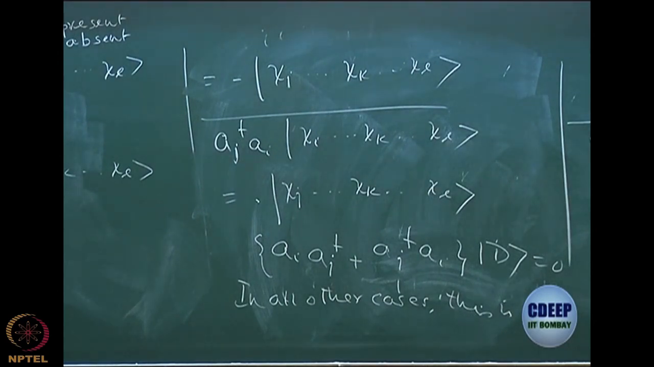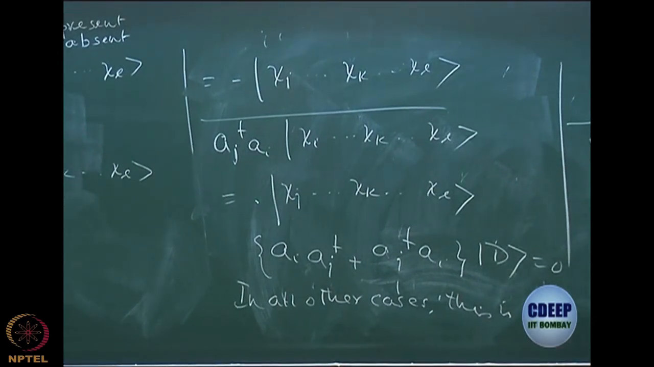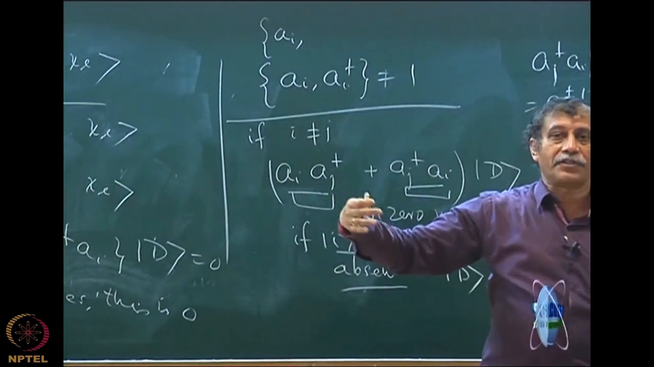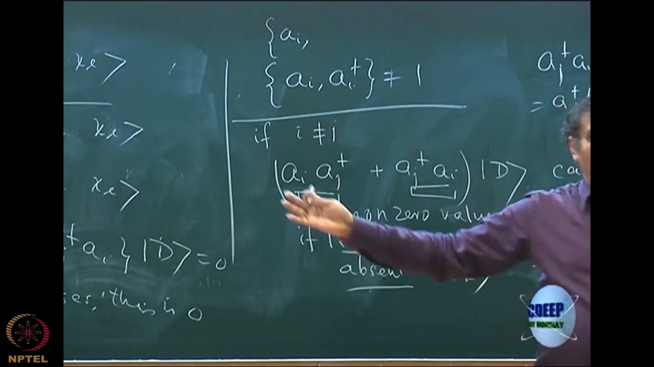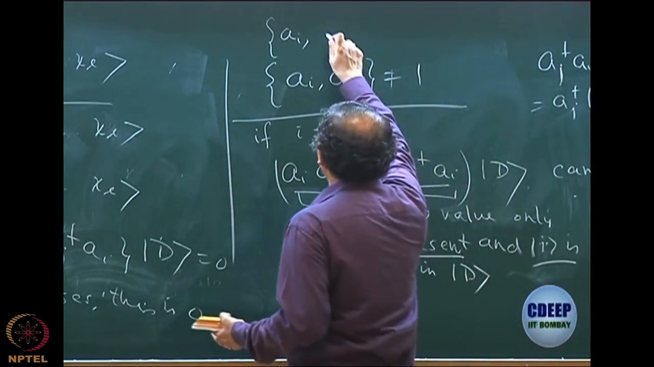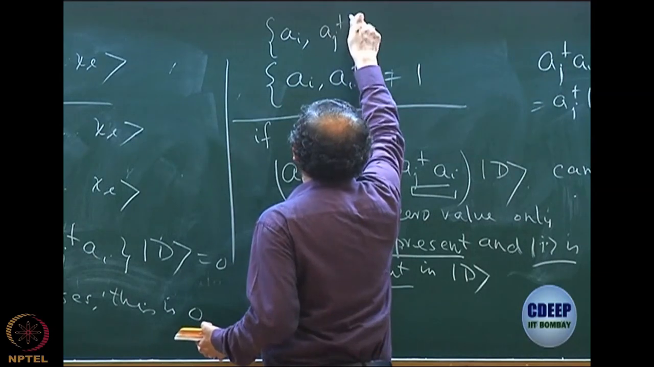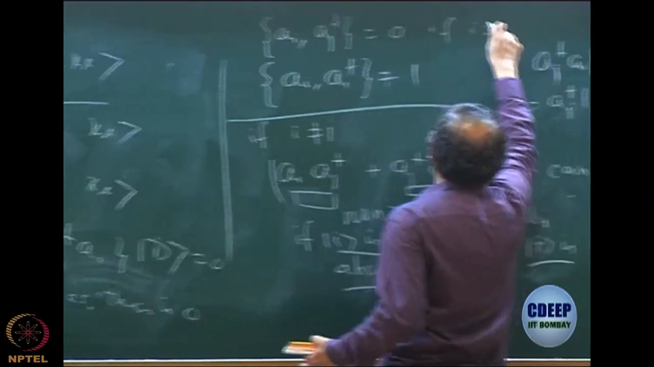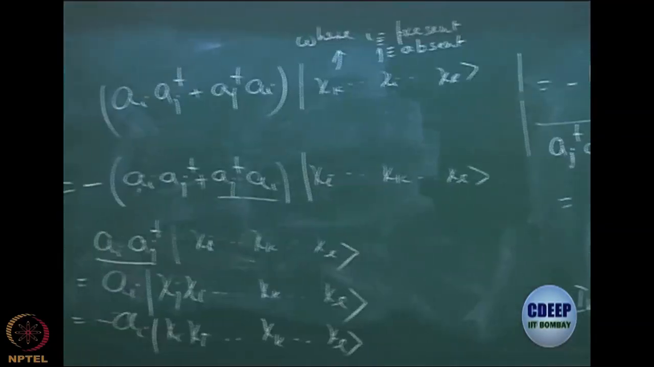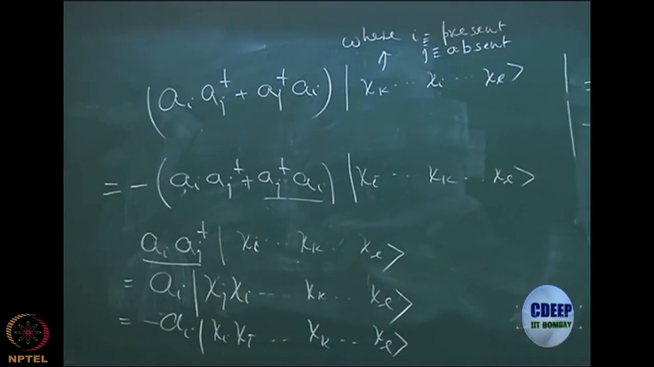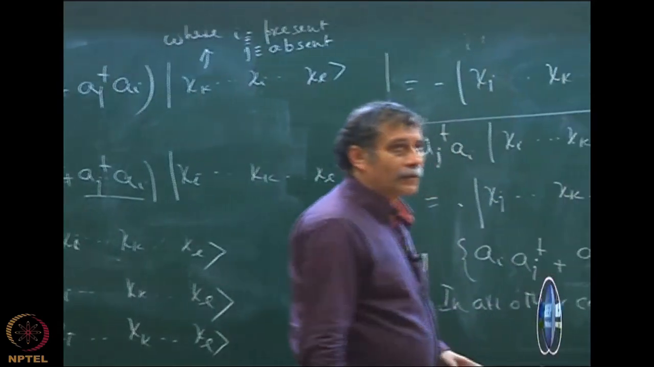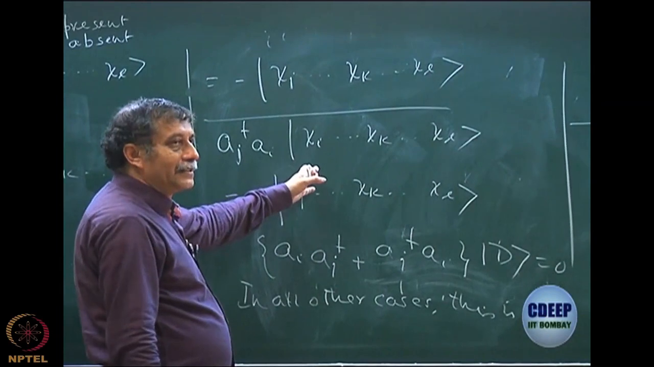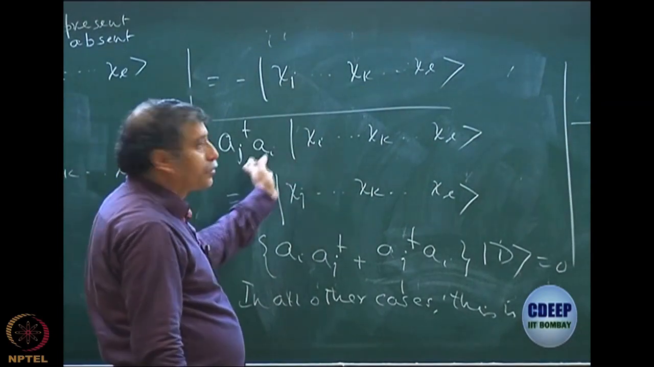Right? So I can then say that if i not equal to j, by again the same argument that any given state can be expanded in terms of all the sets of determinants, I can argue that the anti-commutator of a_i and a_j dagger is equal to 0 if i not equal to j. For the case of a_i dagger a_i, it is fairly simple. That is, if there is an i, you annihilate it and bring it back, so it is the same.